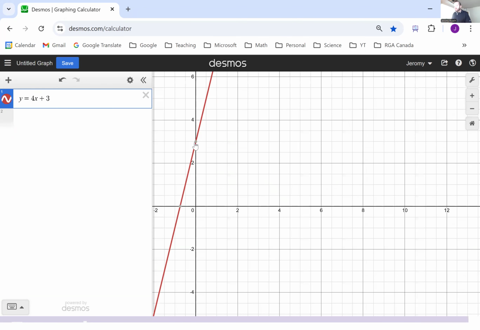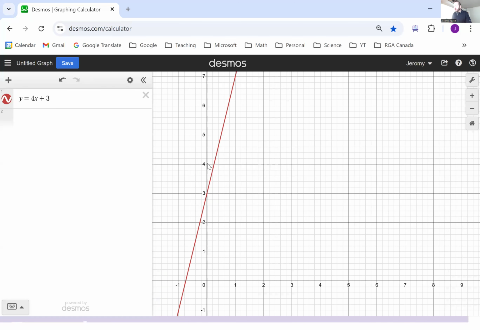And you can see the y-intercept is at (0, 3), and the slope is going up 4 over 1. It's a little easier to see on this. So going up 1, 2, 3, 4, and over 1, and that lands us right there on our line again.